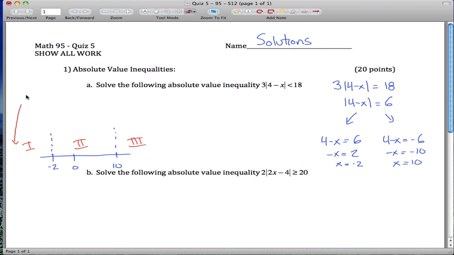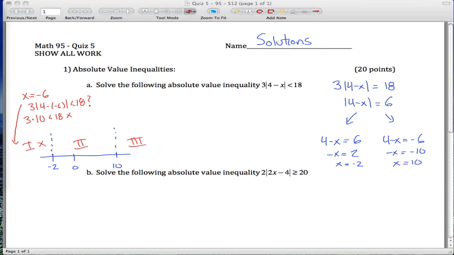maybe I'll get a little clever. Let's let x be negative 6. Any number that's less than negative 2 will work. But if we test this one, we got 4 minus negative 6 has to be less than 18. So is this true? Well, let's see. 4 minus negative 6 is 10. Absolute value of 10 is 10. So really what we're saying is, is 3 times 10 less than 18? And that is not true. 3 times 10 is 30. 30 is not less than 18. So these guys are not solutions.